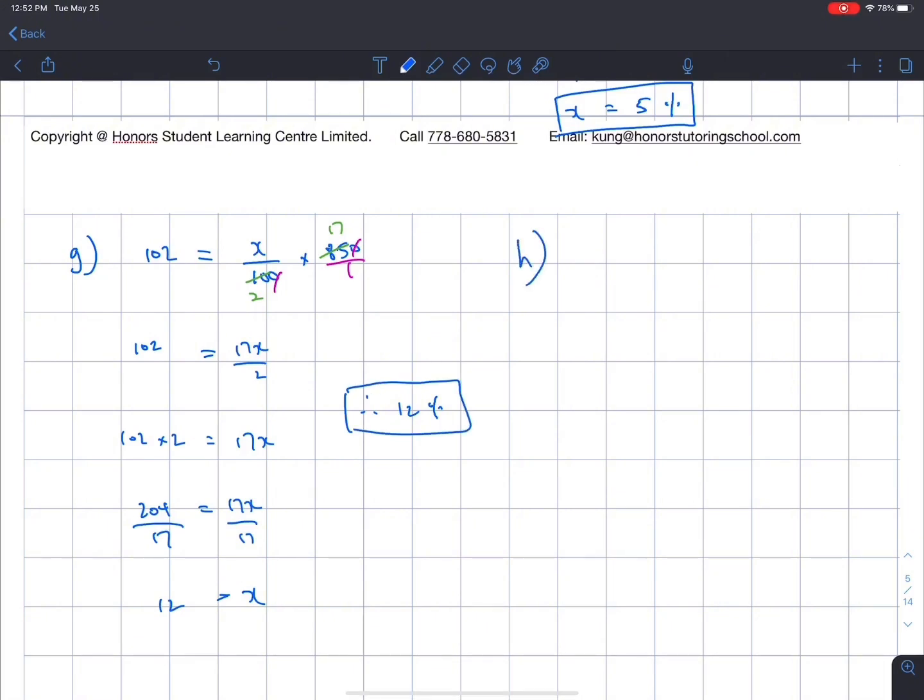H. So it's what percent of 400 is 60. So this will be x percent. So x over 100, "of" means times 400, "is" means equals to 60. We can cross out the 0, so we get 4x equals to 60. Divide both sides by 4, we get x equals to 15. So this is 15%.